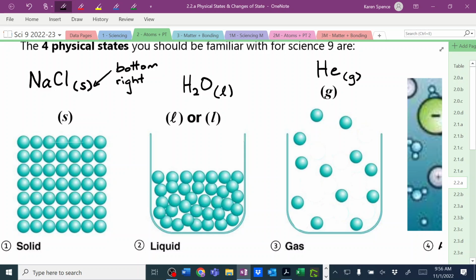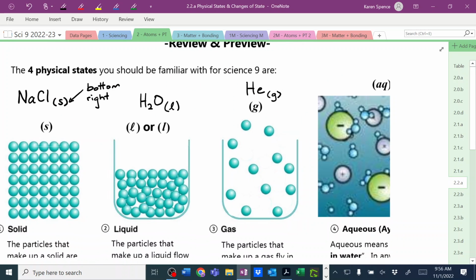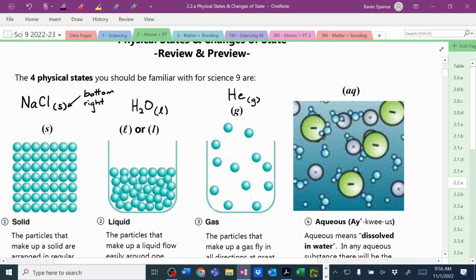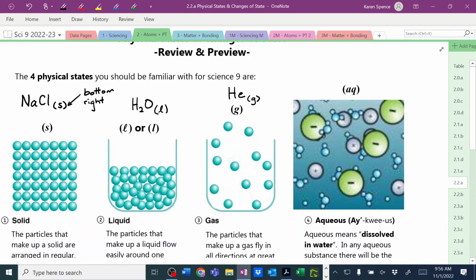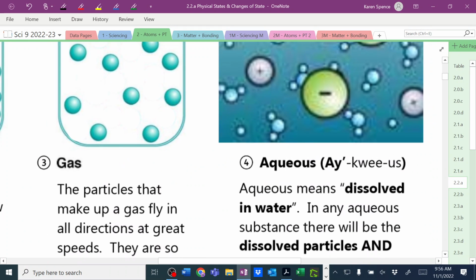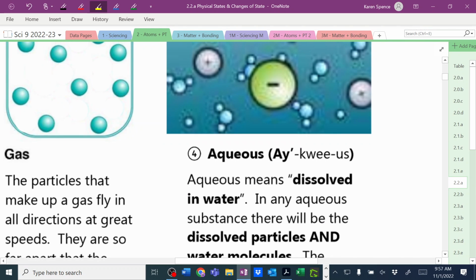There is a 4th state that we are responsible for in grade 9, and that is represented by the letters AQ, which stands for aqueous. Okay, let's take a look at that word. Aqueous. And you can see the pronunciation, aqueous. Are you guys familiar with aqua? What does aqua make you think of? Water. It means dissolved in water.